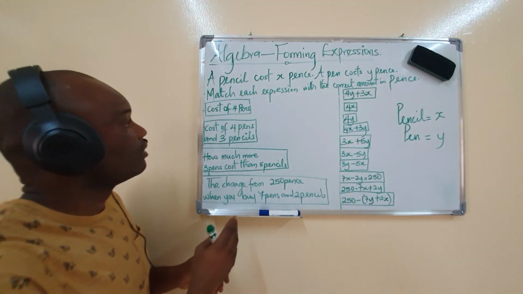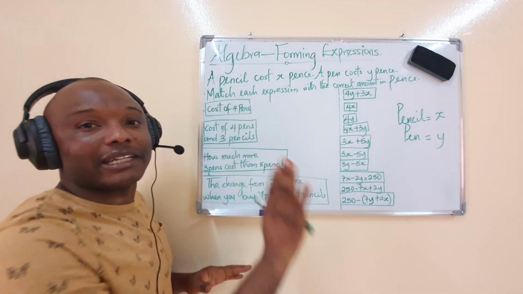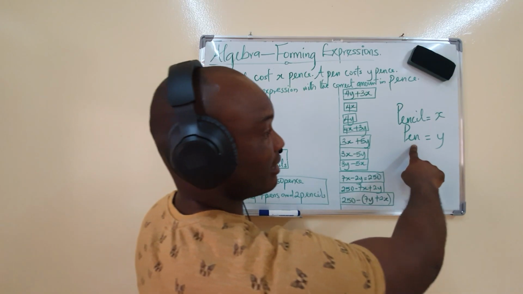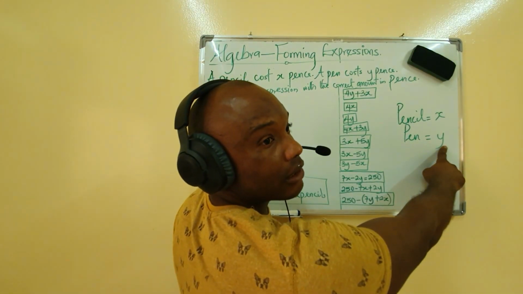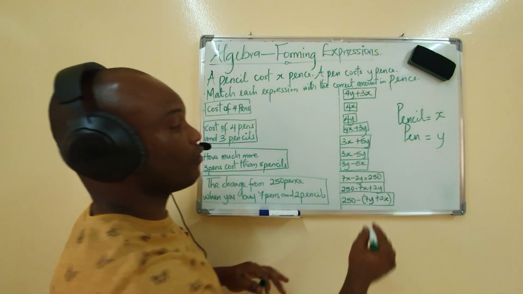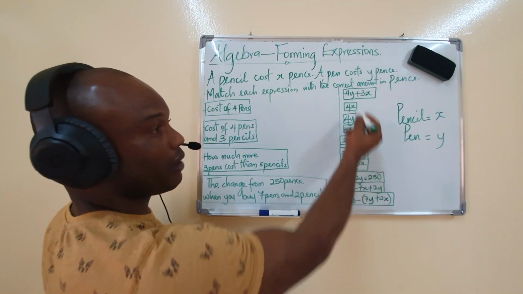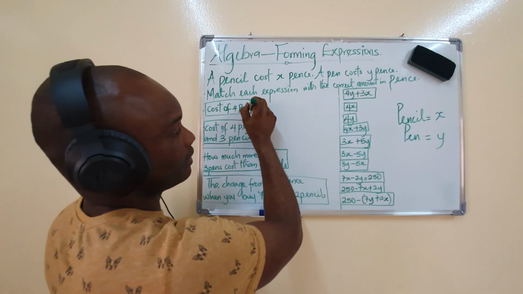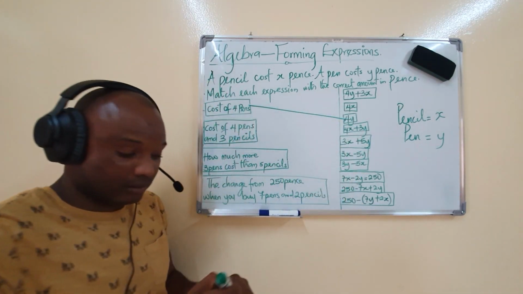Let's do it. Cost of 4 pens. A pen costs Y. So 4 pens will cost 4Y. Look for 4Y everywhere. This is the only 4Y standing alone. It means that it matches with this.